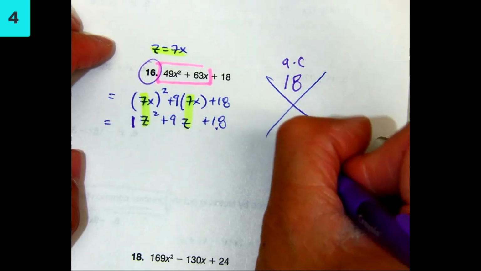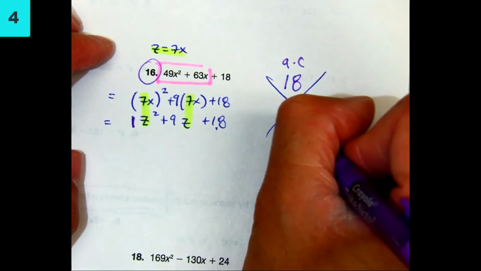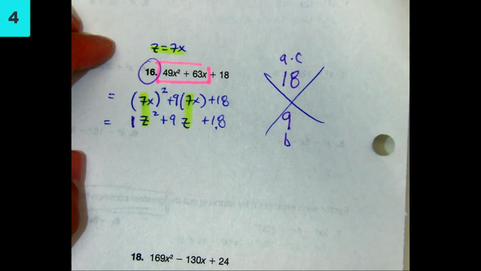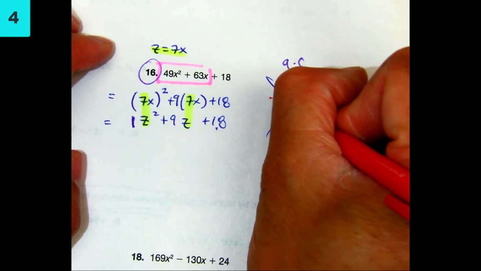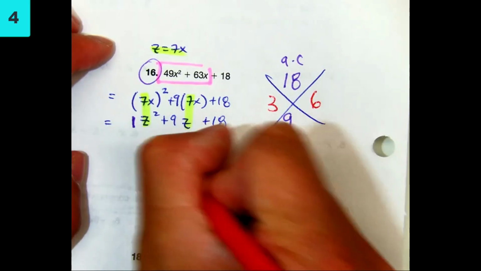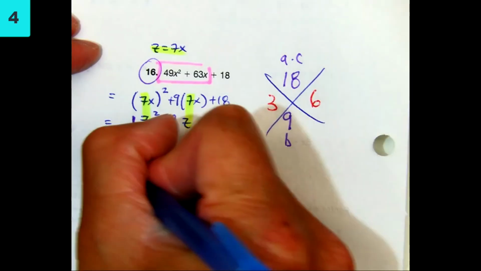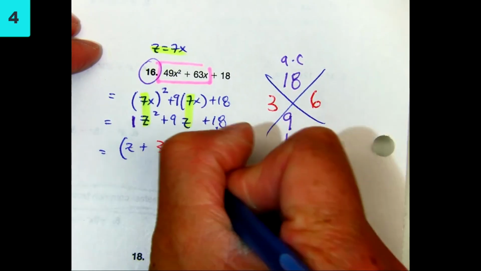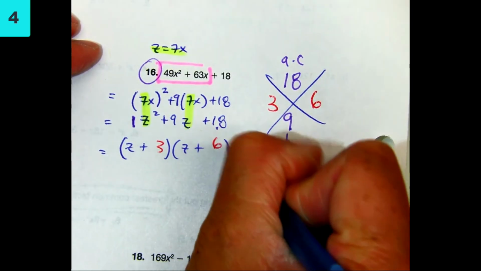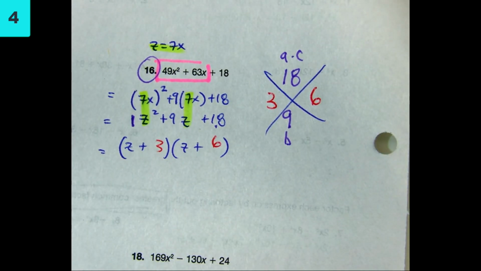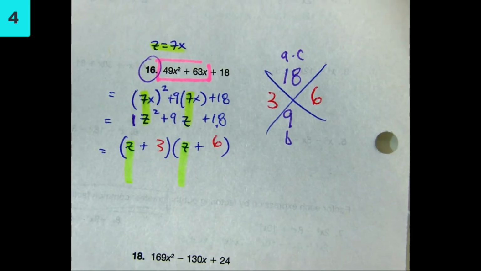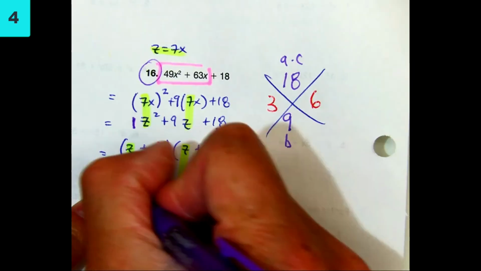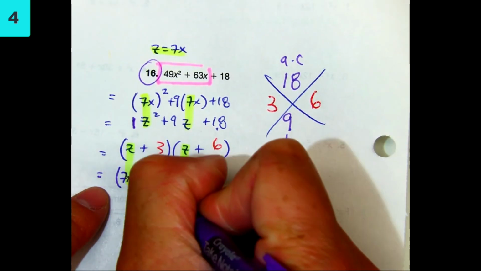My b value? 9. Two numbers that multiply to be 18, but add to be 9. 3 and 6. So now I have z plus 3 and z plus 6, right? So instead of writing z, we're going to write 7x. So I have 7x plus 3 and 7x plus 6.